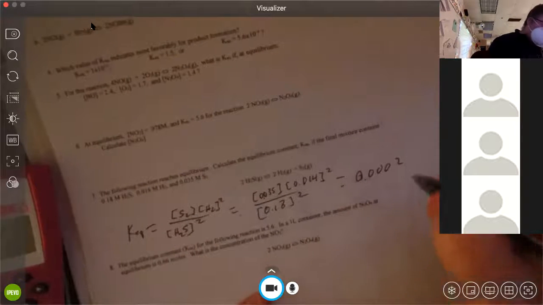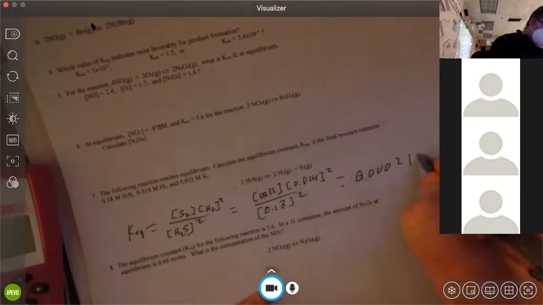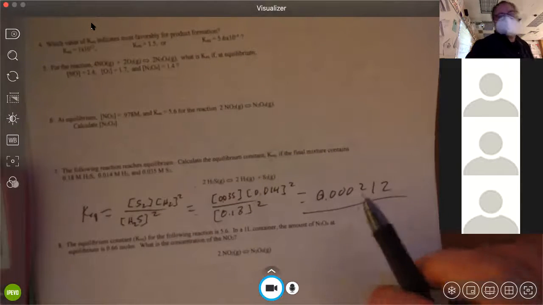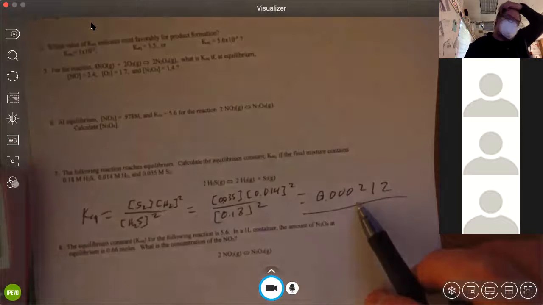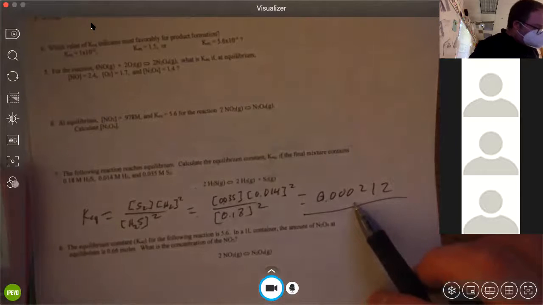At equilibrium, who is favored, products or reactants? Reactants. This number is way less than 1, so the reactants are favored at equilibrium.